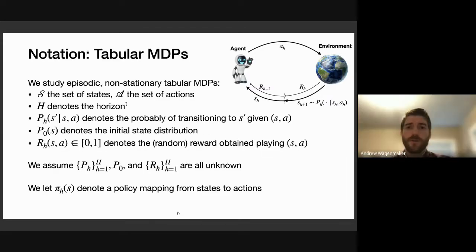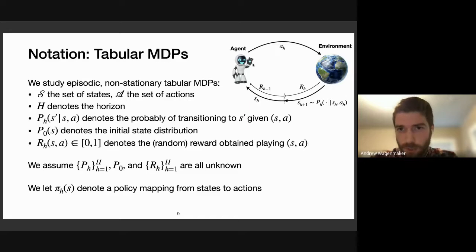Okay, so just the basic notation, we're going to be looking at tabular RL in the online setting. Basically you have a set of states, a set of actions, a horizon H, and a transition P_h. We assume this is non-stationary, so the transition can vary from time step to time step. We also assume there's some initial state distribution P_0, and R_h is a random reward, which we assume is in [0, 1].